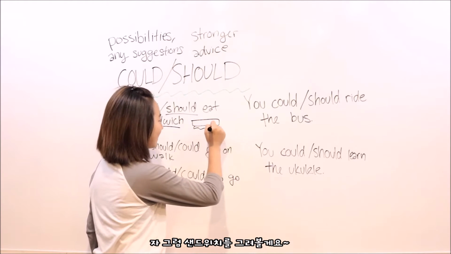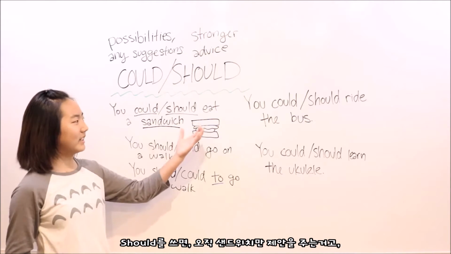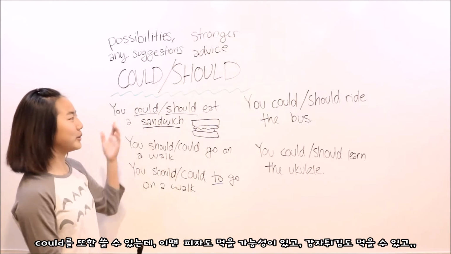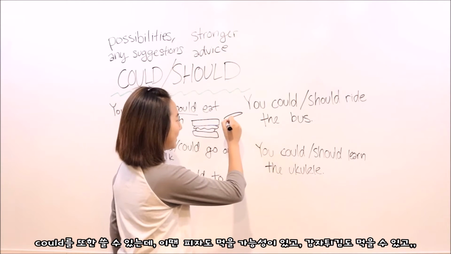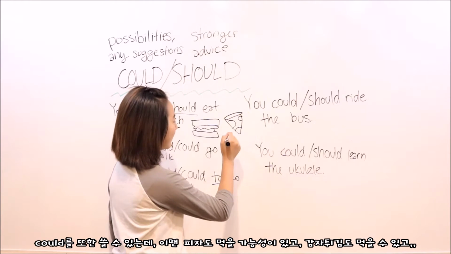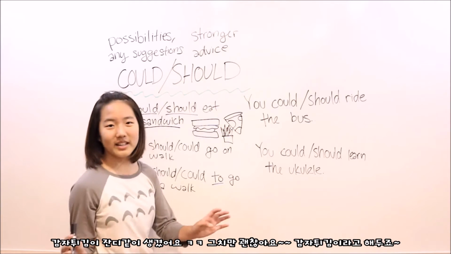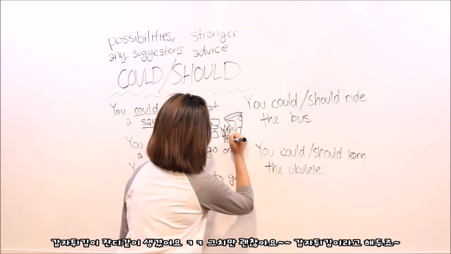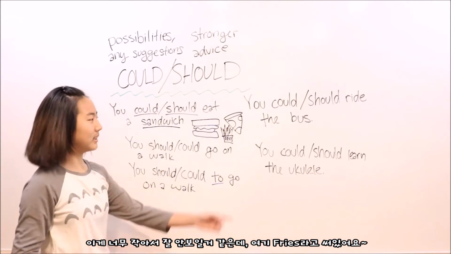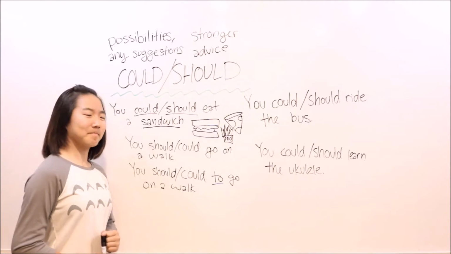Now, let me draw a little bit. There is a sandwich, and if you should, it's only a sandwich. But if you also use could, there could also be a pizza in there. Maybe some fries. That looks like grass, but it's okay. Let's just say that it's fries. I know that it's really small and you probably can't see it, but it says fries.